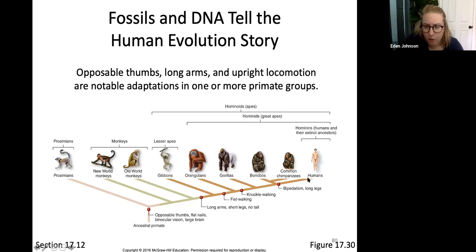So if you trace back the branch that humans are on, humans share a common ancestor with both bonobos and the common chimpanzees. So our cousins, the closest organisms that are related to us that are alive today, are bonobos and common chimpanzees. But we didn't come from bonobos or chimpanzees. We came from a common ancestor that was neither chimpanzee nor human. So opposable thumbs, long arms, upright movement are notable adaptations in one or more primate groups.